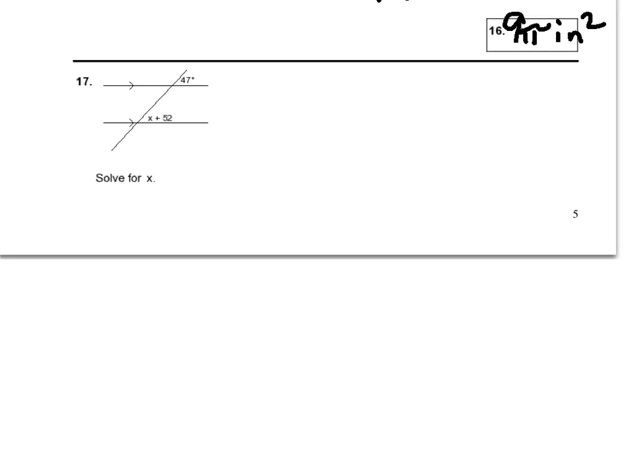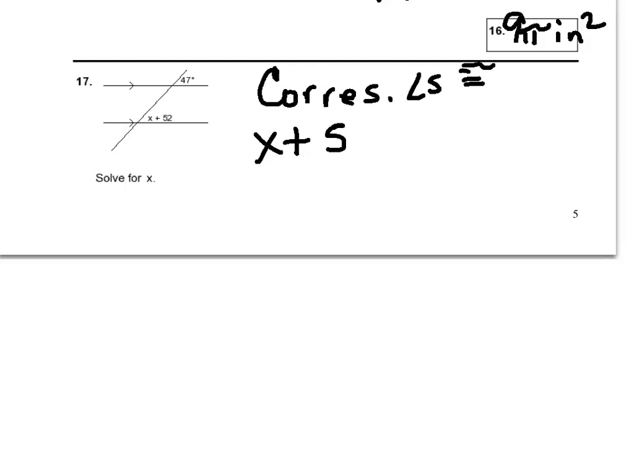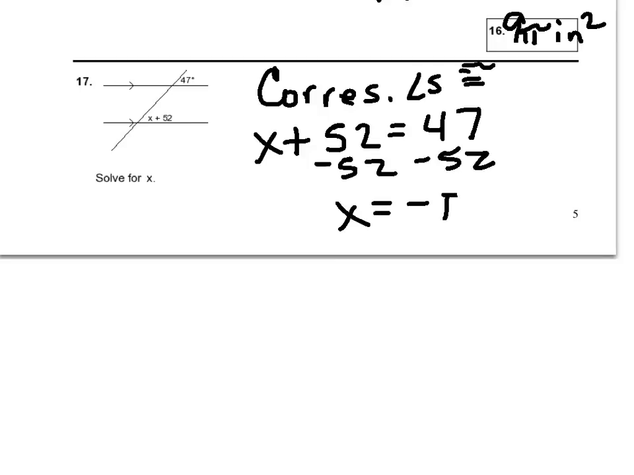Problem number 17, again, corresponding angles are congruent. So x plus 52 equals 47. Subtract 52, and we get x equals negative 5.